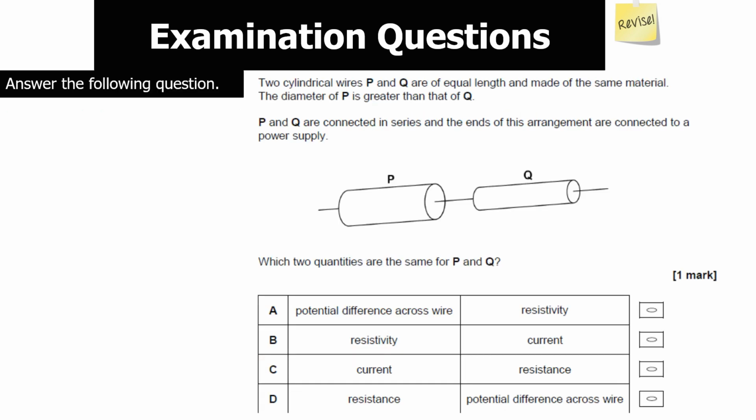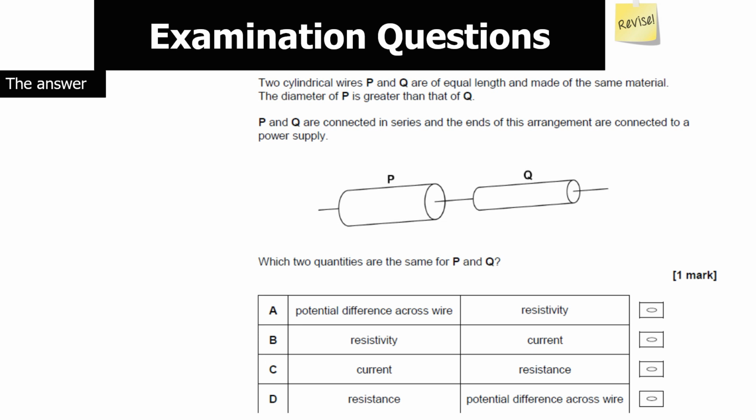The next question says two cylindrical wires P and Q are of equal length and made of the same material. The diameter of P is greater than that of Q. P and Q are connected in series and the ends of this arrangement are connected to a power supply. Which two quantities are the same for P and Q? So pause the video now, then unpause the video when you want to go through your answer.